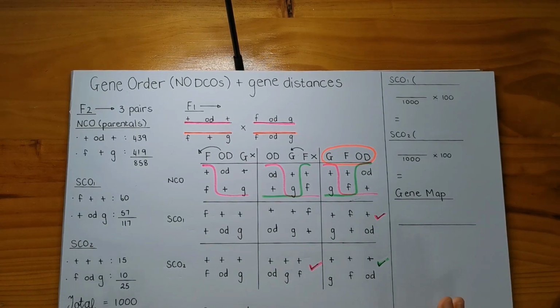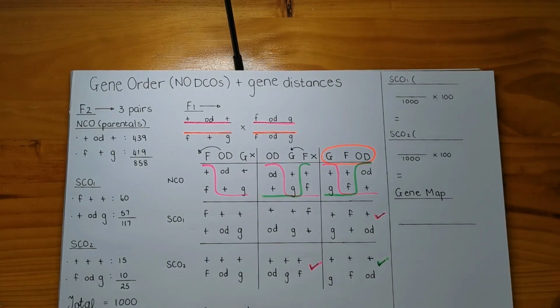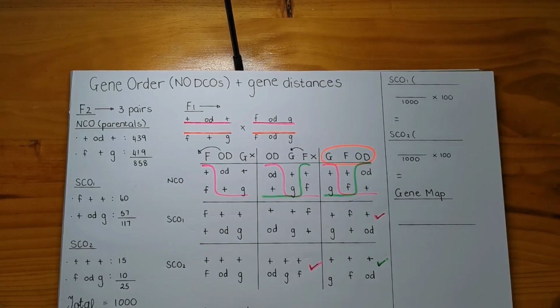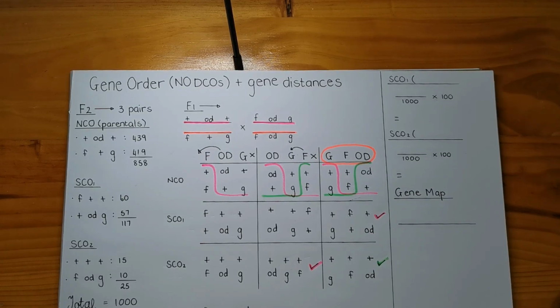So we've figured out our gene order, but now we still have to figure out our distances between the genes, right? So now we're going to do a little bit of calculations, I should say. So what you do is take the number of your total progeny in your crossovers, and you need to times it by 100 to be able to get your percentage.